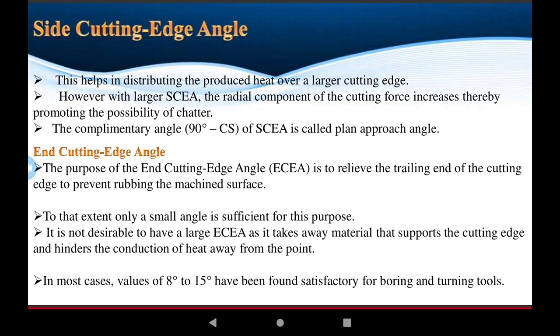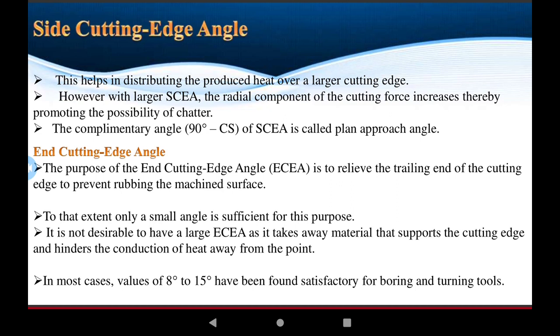The side cutting edge angle is called the plan approach angle. The end cutting edge angle: the purpose of the end cutting edge angle is to provide relief and the trailing end of the cutting edge, to prevent rubbing of the machined surface. Only a small angle is sufficient for this purpose.